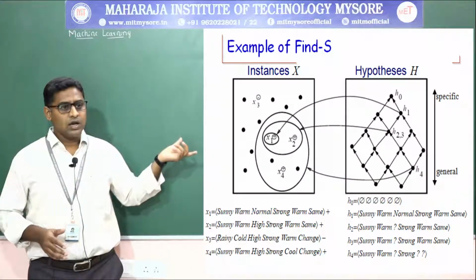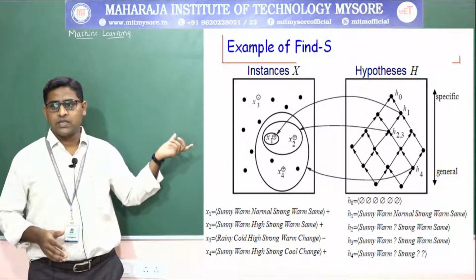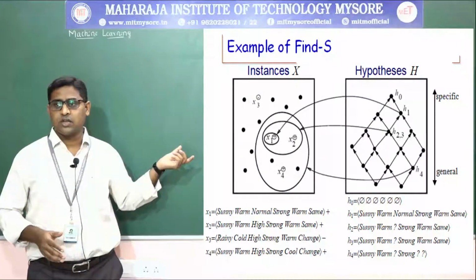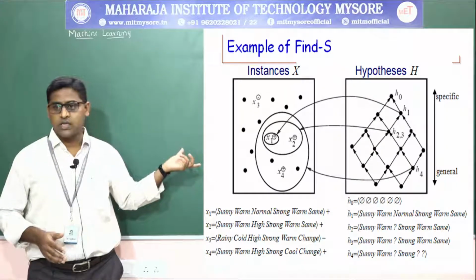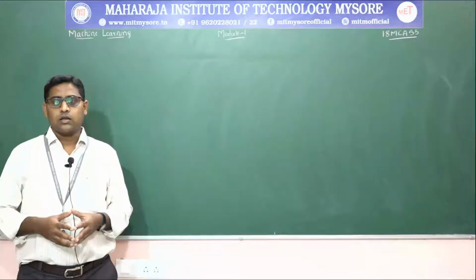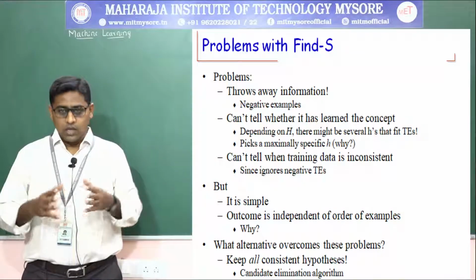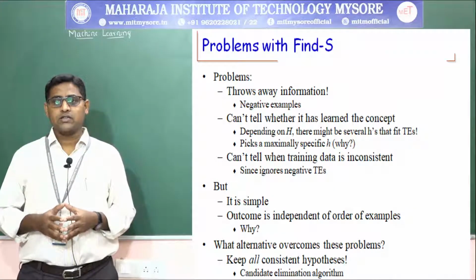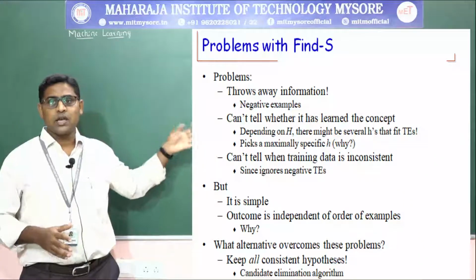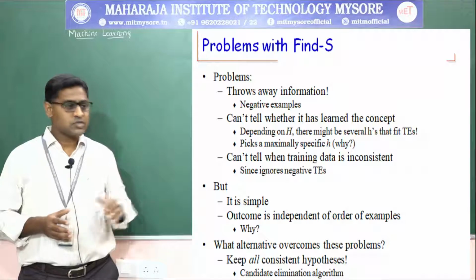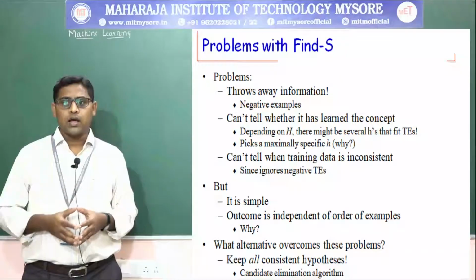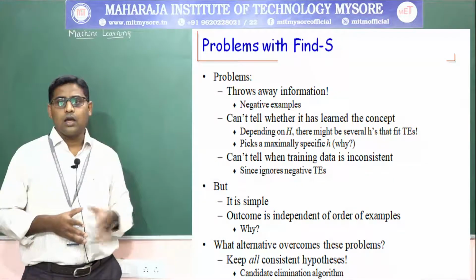Null values means initialized to empty sets, which is the most specific. H0 is at the top, meaning it is the most specific, and it has been initialized to null or empty values. Now, the drawbacks of the Find-S algorithm. What are the drawbacks? The problem is that information is always thrown away. That means it excludes the negative examples. It will not consider the negative examples, and we cannot tell whether it has learnt the concept.